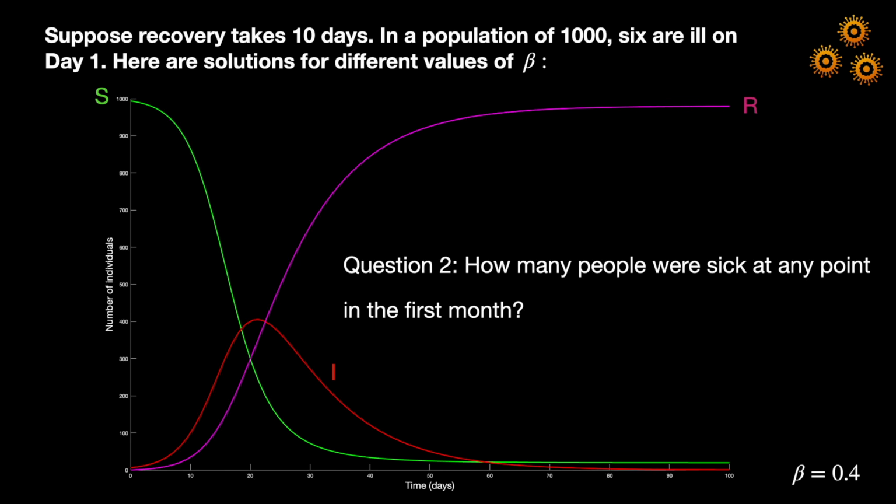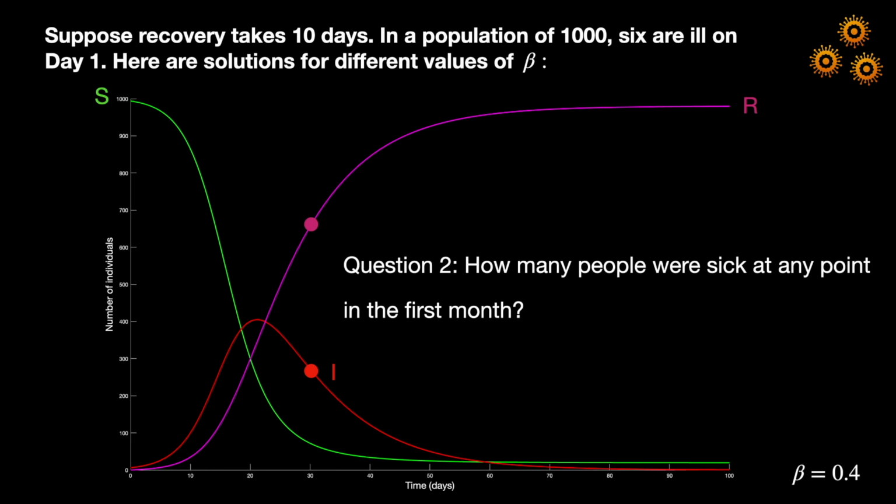Well, there are two ways that you could do it. The first is that you could look for the people who are currently sick and the people who were sick in the past. So if you add together the values on the I and R curves at day 30, that would give you the total number of people who were sick at some point during the first month.